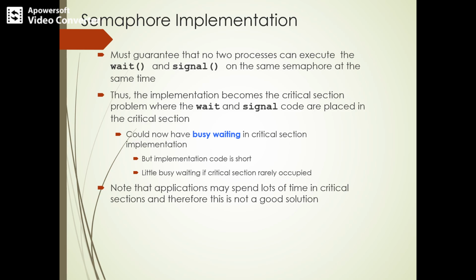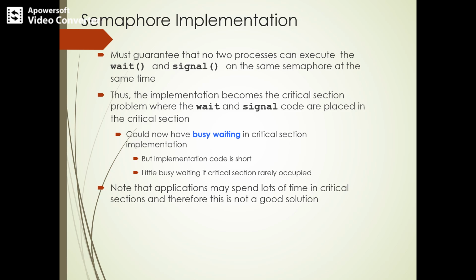But spin locks are useful in multiprocessor systems. The basic advantage of a spin lock is that no context switch is required whenever a process must wait on a lock, and a context switch may take a considerable amount of time.